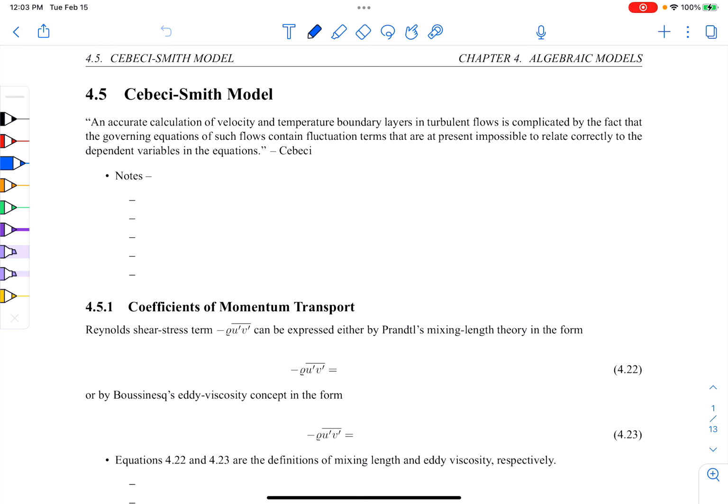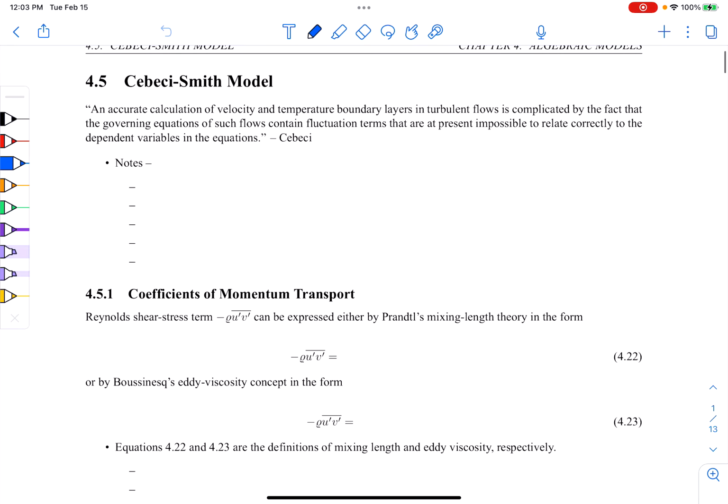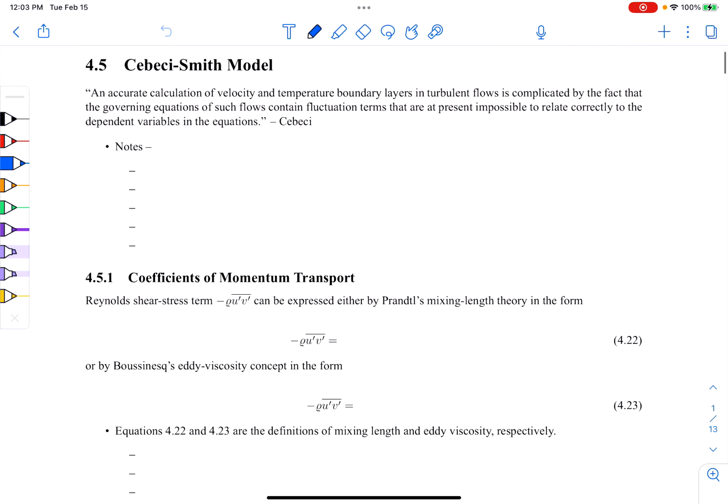Here's a note from Cebeci in one of his opening comments, and I'll read it. He said, an accurate calculation of velocity and temperature boundary layers in turbulent flows is complicated by the fact that the governing equations of the flow contain fluctuation terms that are presently impossible to relate correctly to the dependent variables in the equations. Once again, he has summarized the whole difficulty of the field, that he was tasked as an engineer in Douglas to quickly find drag using computers without going into wind tunnels of novel aircraft configurations.